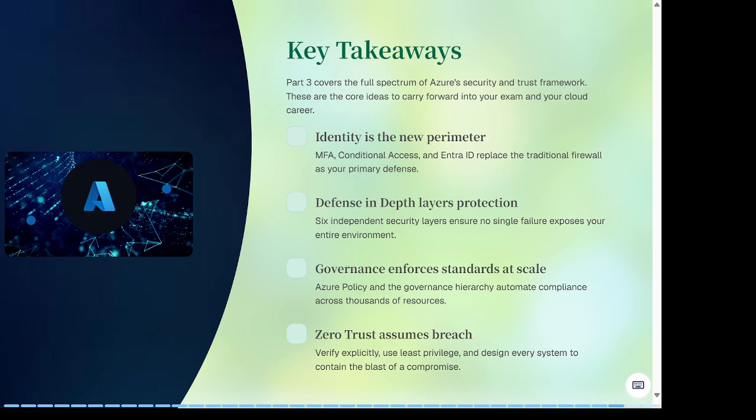So when you bring everything together, Azure security is built on 4 major ideas. Identity is the control plane, security is layered with defense, governance is automated with Azure Policy, and zero trust ensures continuous verification.